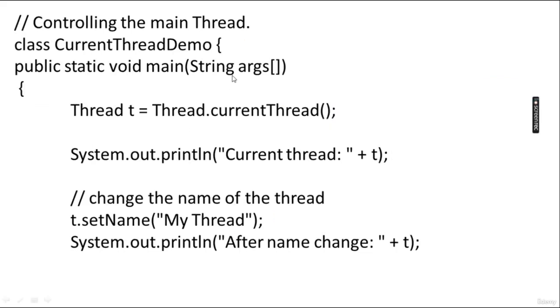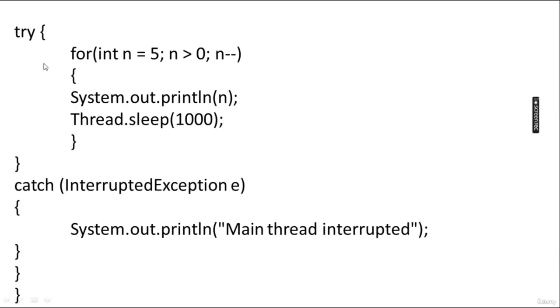Now we will see an example of threads, starting with the main thread. Thread t = Thread.currentThread(). It will return the current thread and save it to the object t. Then it prints the current thread, changes the name of the thread, and after the name change I can print the thread again. So t.setName("My Thread").